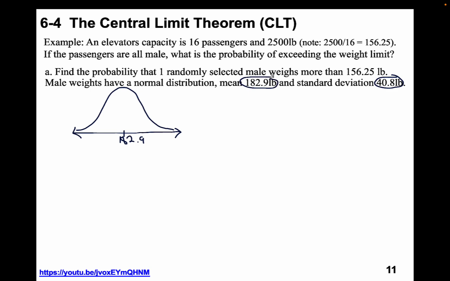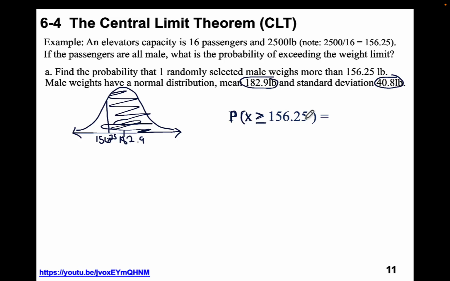We're being asked if one randomly selected male weighs more than 156.25 pounds. So we're going to put that here. No central limit theorem required for this one. Part B is going to require it, and we're going to build up to that. We're being asked about that one randomly selected male weighing more than 156.25. So we need to use our normal calculator. We're setting it up with the requested probability that one randomly selected male has a weight greater than or equal to 156.25.